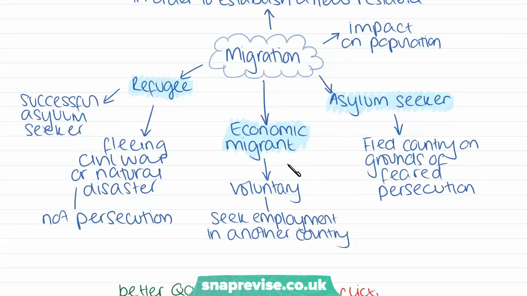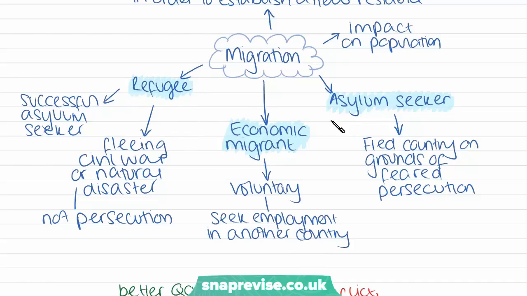Then we have economic migrants, and these are people who have voluntarily left their country of origin, so very different from asylum seekers. This can be in a lawful or unlawful manner, and they are seeking employment in another country. And then lastly, we have refugees.